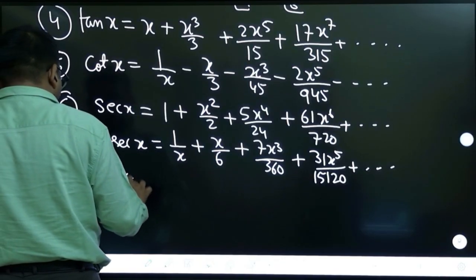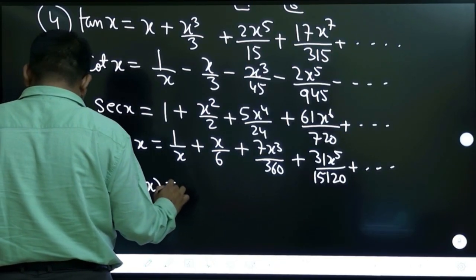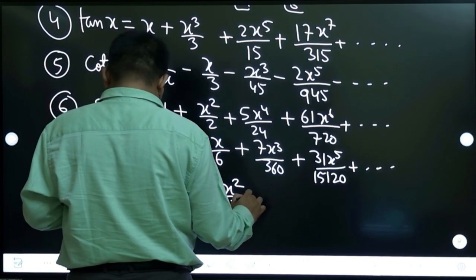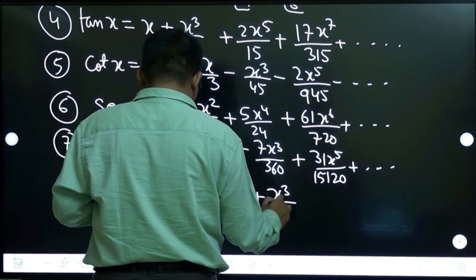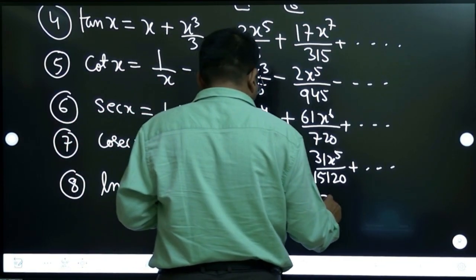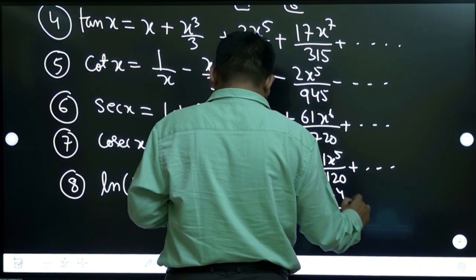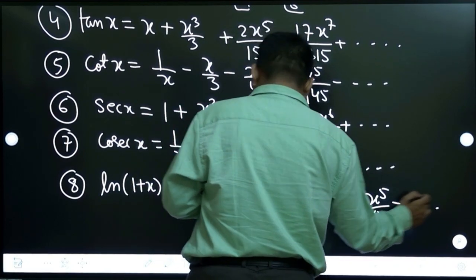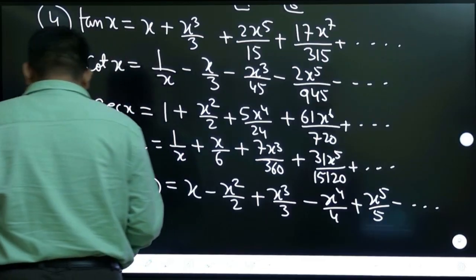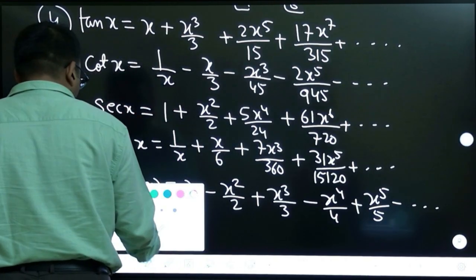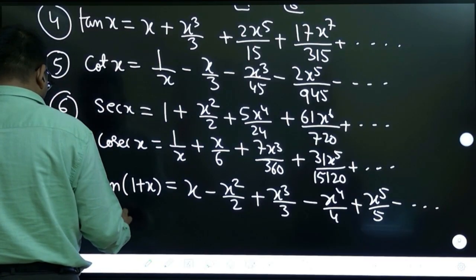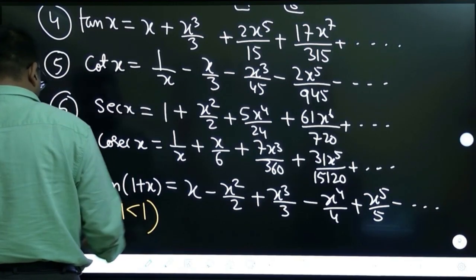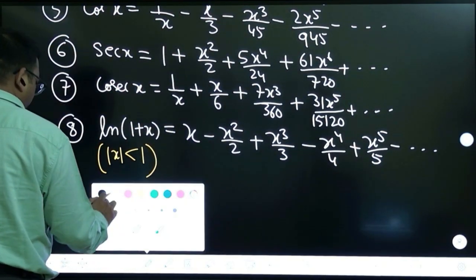Ln 1 plus x we must remember because questions will come. X minus x squared by 2 plus x cubed by 3 minus x4 by 4 plus x5 by 5. It will continue like this, right? And of course here remember there is a condition that magnitude of x must be less than 1, then only we are using this.